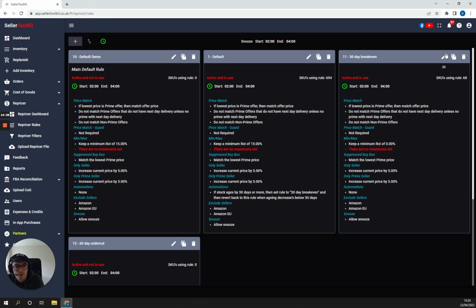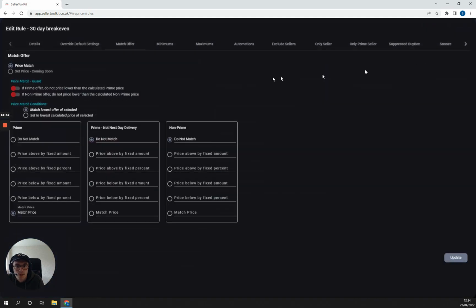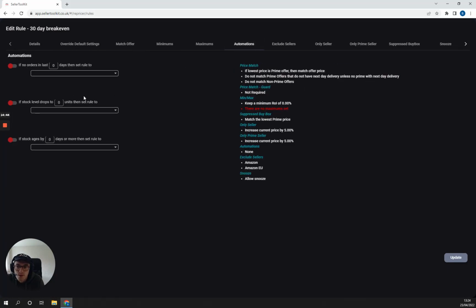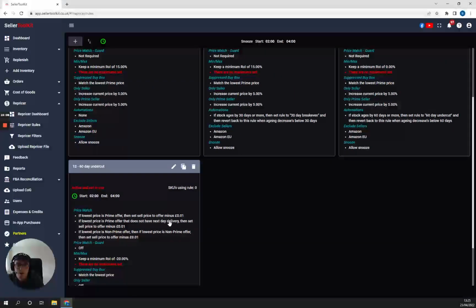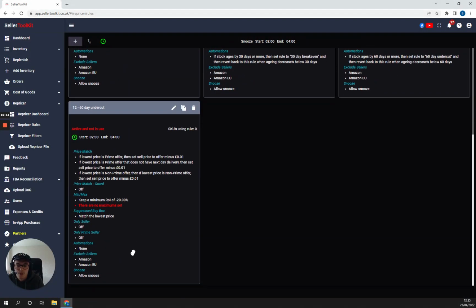So now we're going into our 30-day break-even rule that we want to flow into our undercut. So again, if stock ages this time by 60 days, we are going to change it to the undercut rule, and then you can see that pop up here on the right hand side with automations, and then update. Cool. So now we've got our three rules. We've got our default, which is minimum ROI 15%, our 30-day break even at 0%, and then our undercut if it goes above 60 days or more.